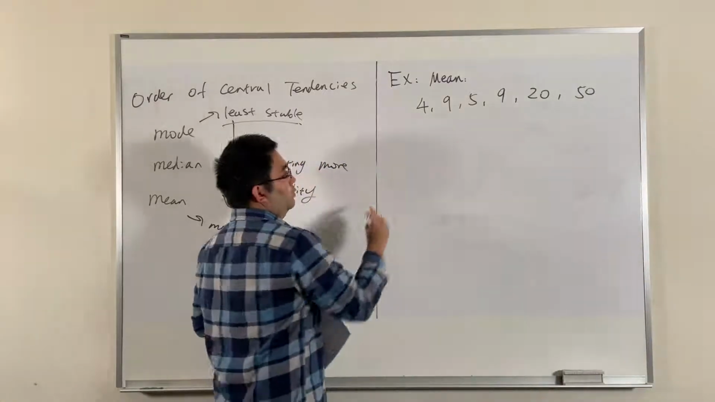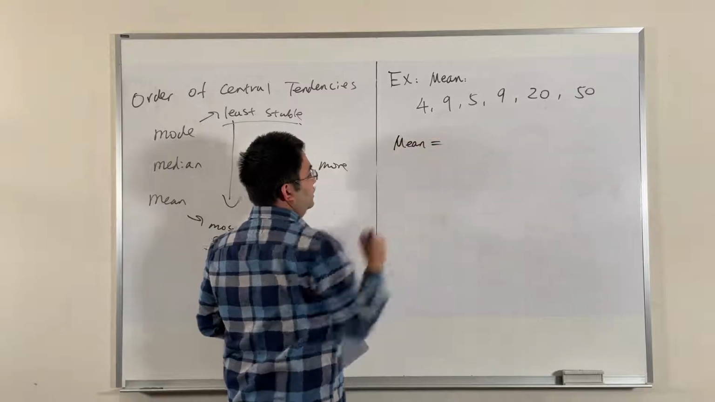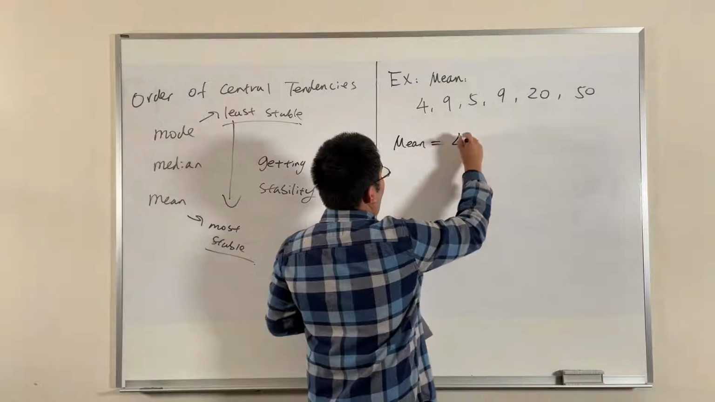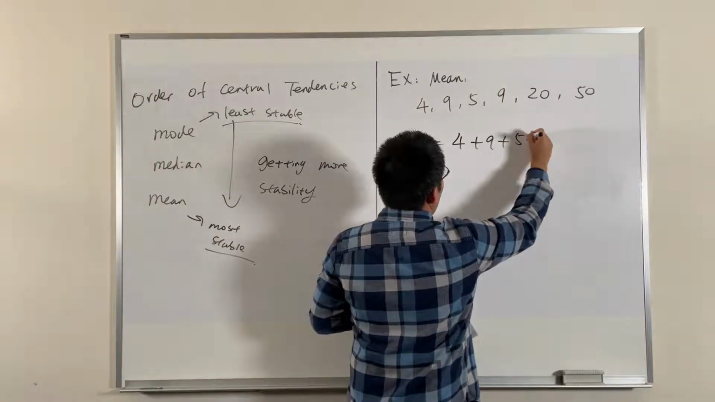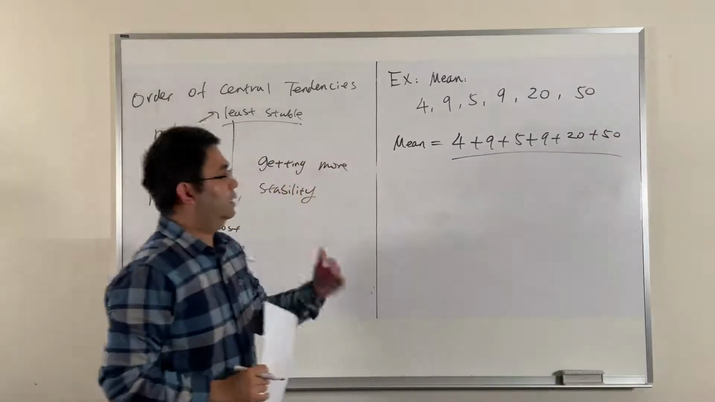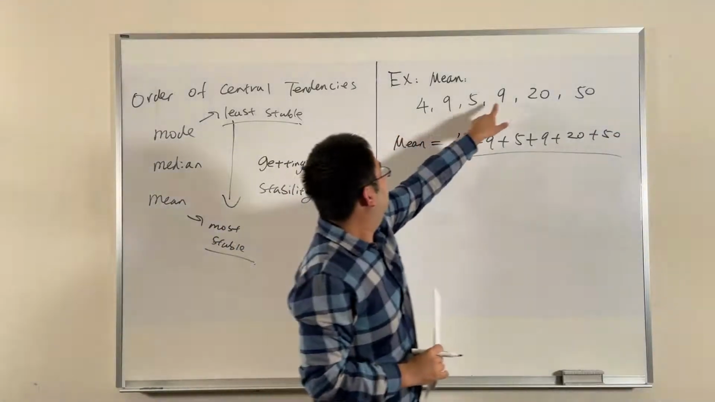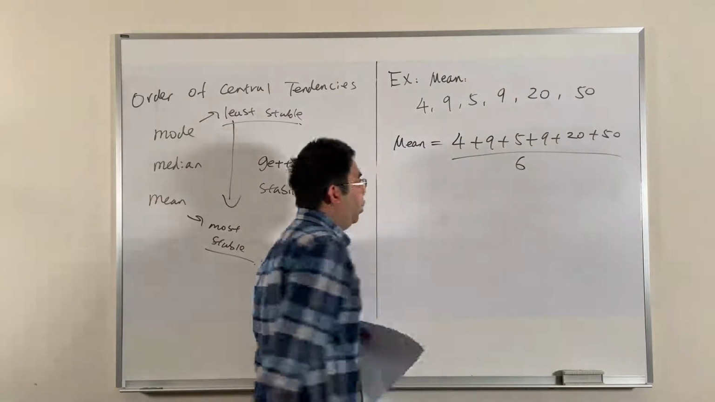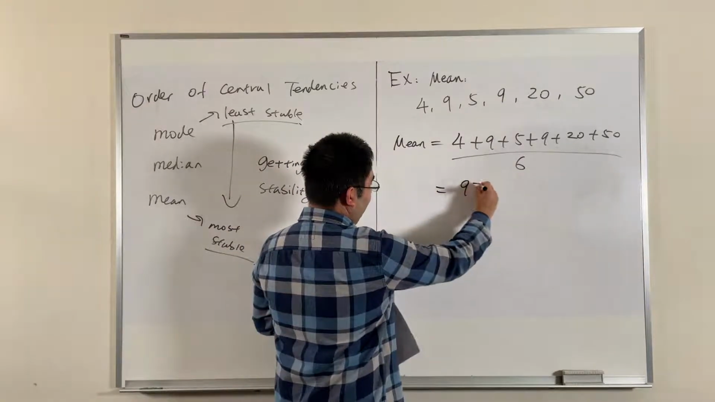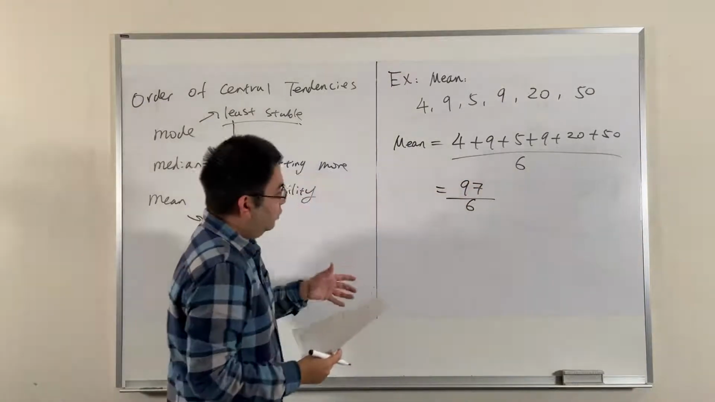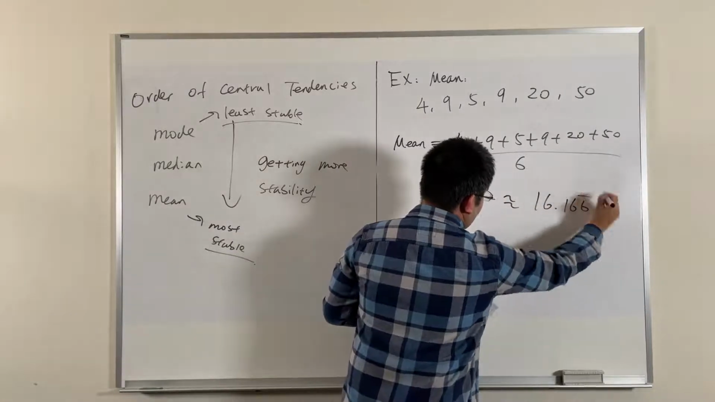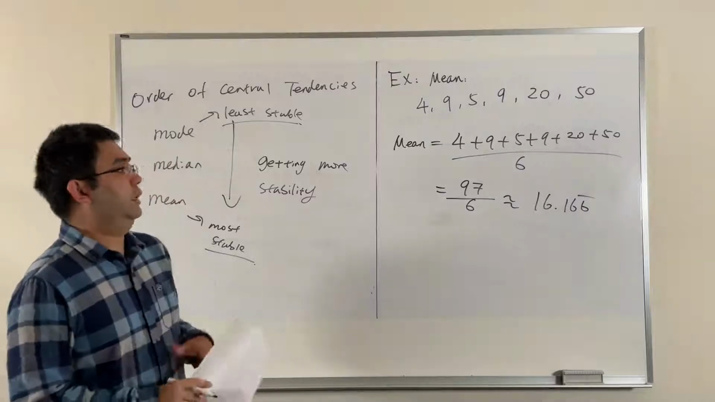The way you find your mean is you add all the values and divide by the total number. So 4 plus 9 plus 5 plus 9 plus 20 plus 50, you sum all the values, and how many data points are there? 1, 2, 3, 4, 5, 6. So there are 6 in total, and the values on the top add up to 97. You divide by 6, that's approximately 16.16, with the 6 repeating. Okay, and that's how you find the mean.